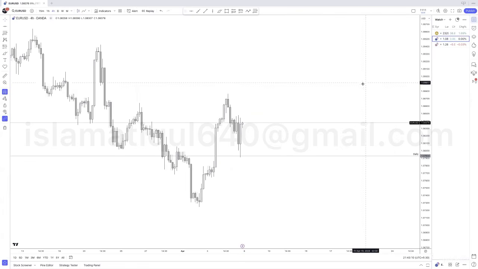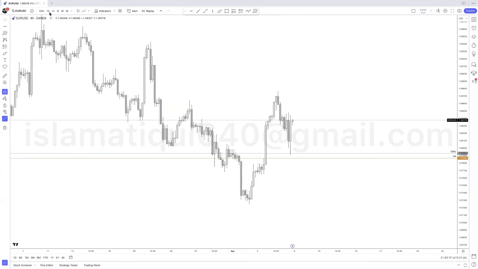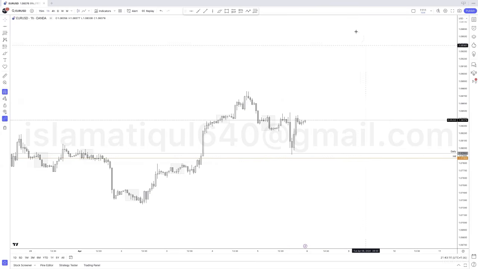I sold it and got stopped out. That's just a part of the game. Who cares, right? So this one, and we refined it into somewhere here, I think. So this was a perfect trade. Can you see that? This was like a perfect trade, came back down.